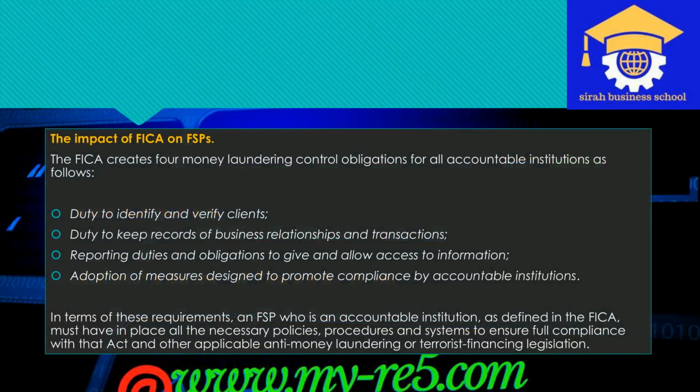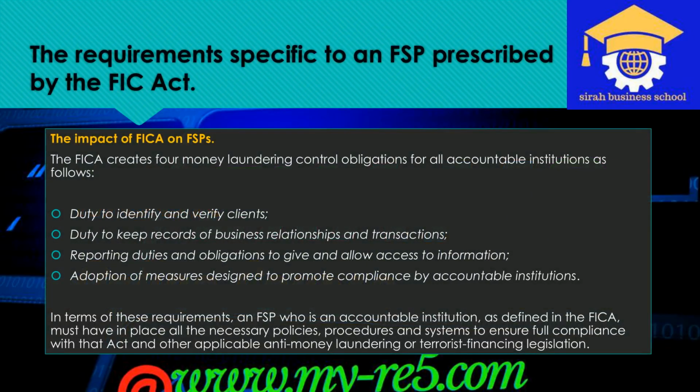The requirements specific to an FSP prescribed by the FIC Act. The impact of FICA on FSPs. The FICA creates 4 money laundering control obligations for all accountable institutions as follows. Duty to identify and verify clients. Duty to keep records of business relationships and transactions. Reporting duties and obligations to give and allow access to information. Adoption of measures designed to promote compliance by accountable institutions.